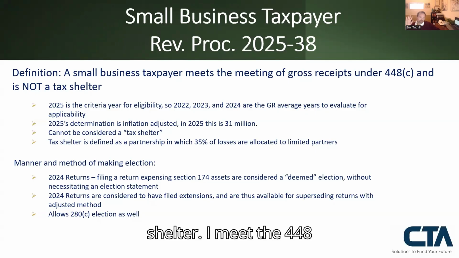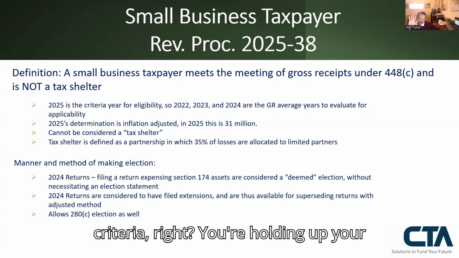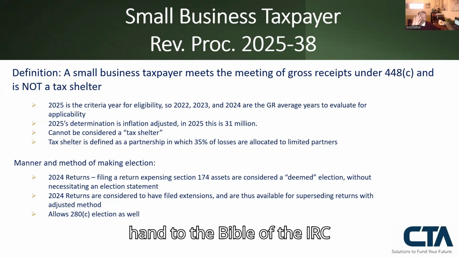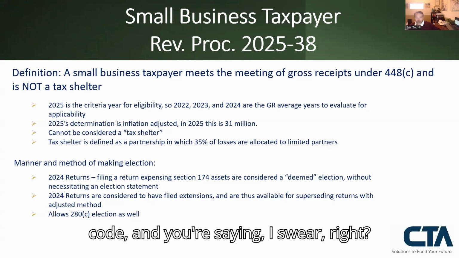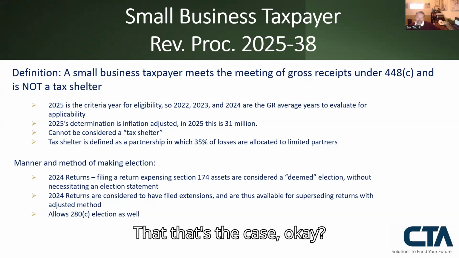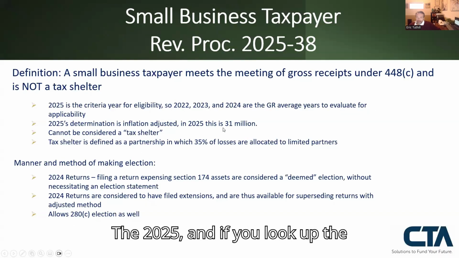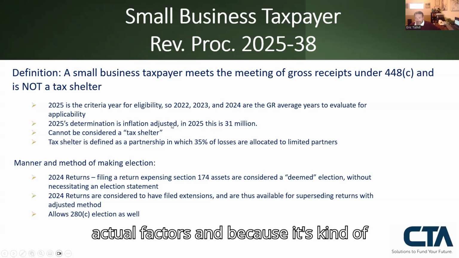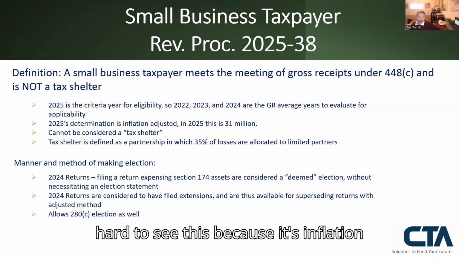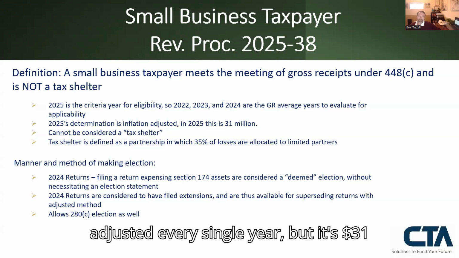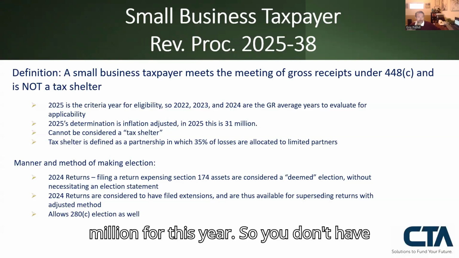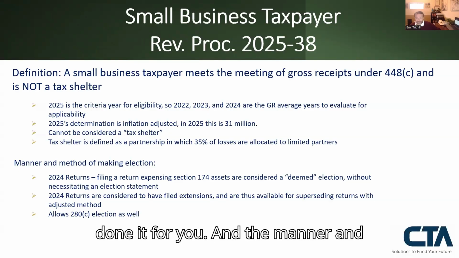I meet the 448C criteria, right? You're holding up your hand to the Bible of the IRC code and you're saying, I swear, right? That's the case. Okay. The 2025 factors, if you look them up, are kind of hard to see because they're inflation adjusted every single year, but it's $31 million for this year. So you don't have to do the extra legwork. We've already done it for you.